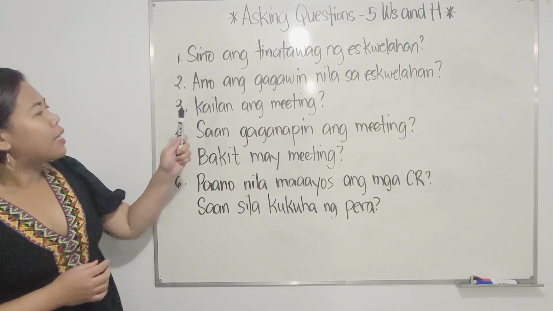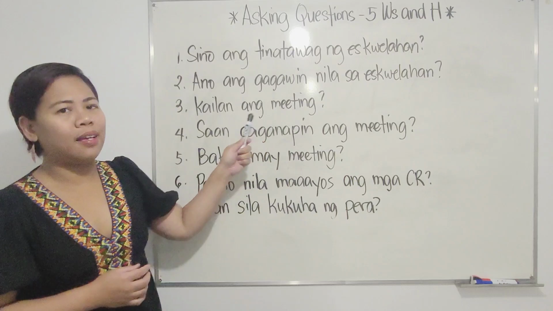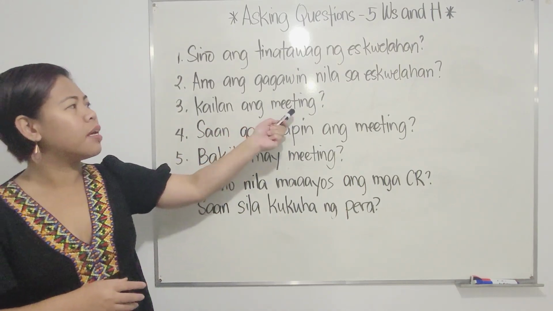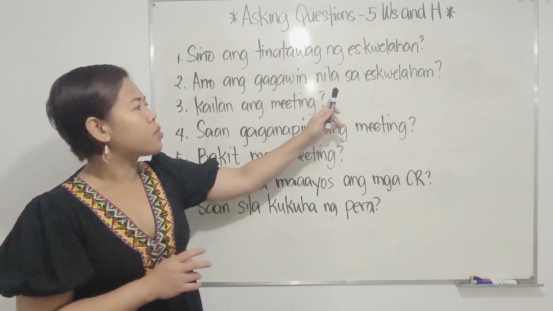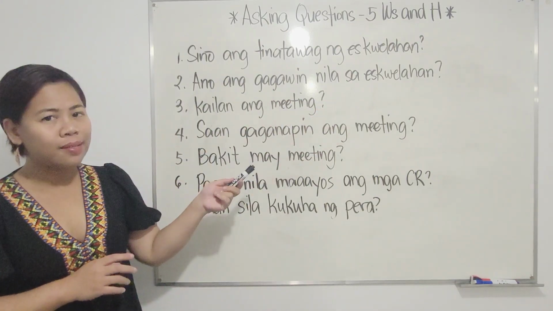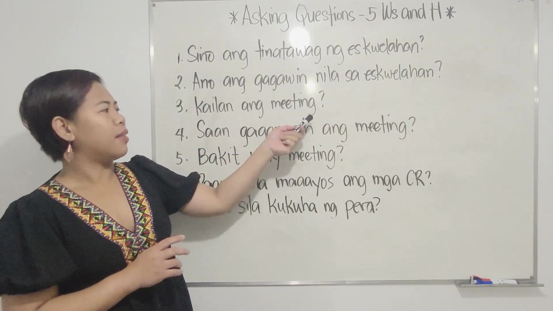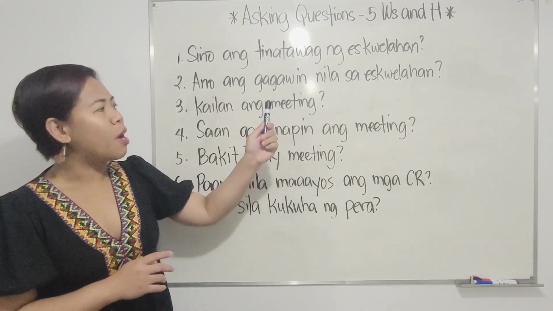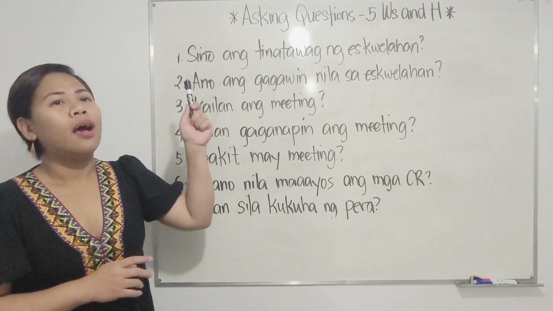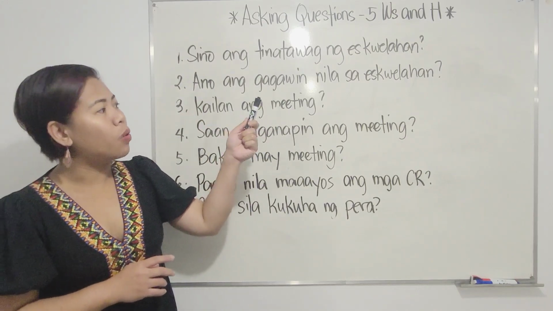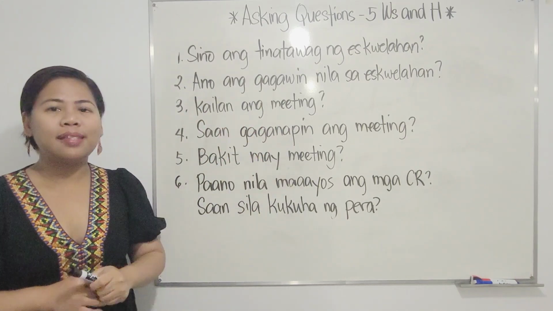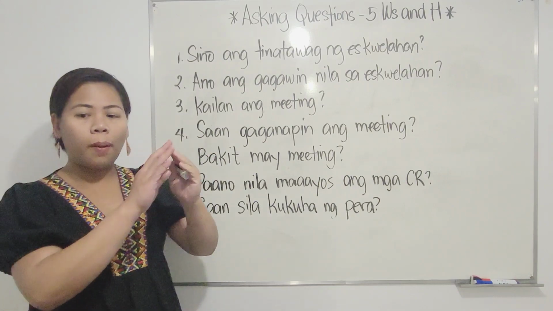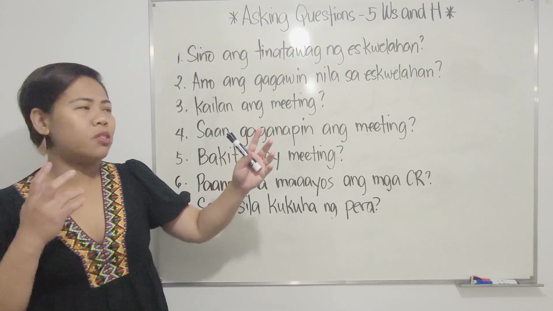Alright, number 3. Kailan ang meeting? Kailan is when. Kailan ang meeting? When will be the meeting? You can start with the preposition sa, or on in English. So you say sa Biyernes, on Friday. Sa Biyernes, 21 ng Oktubre, alas 6 ng gabi, or 6 ng gabi. So you just need to copy the details from the announcement.